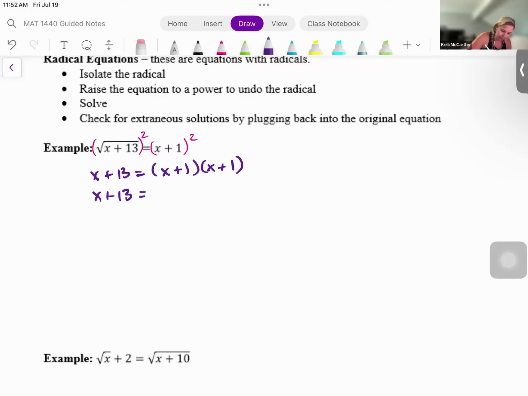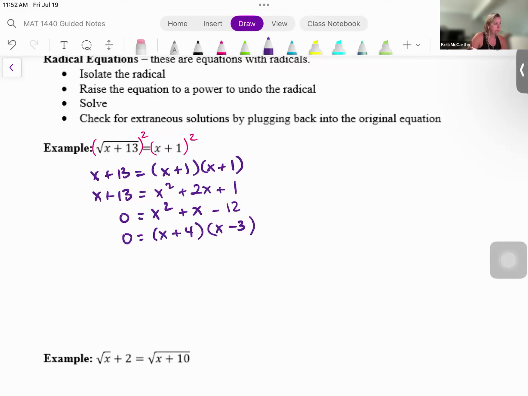So x plus 1 times x plus 1, this is x squared plus 2x plus 1. We can see that this is a quadratic, so we're going to set it equal to 0. So we've got x squared, 2x minus x is x, and 1 minus 13 is negative 12. We're going to factor this. Factors of negative 12 that sum to positive 1. It's going to be positive 4 and negative 3.